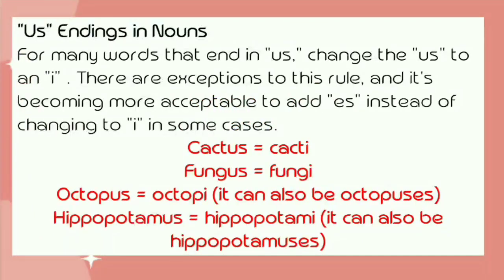Next, us endings in nouns. For many words that end in us, change the us to an i. There are exceptions to this rule, and it's becoming more acceptable to add es instead of changing to i in some cases. For example, cactus will be cacti. Fungus will be fungi. Octopus will be octopi. It can also be octopuses. Hippopotamus will be hippopotami. It can also be hippopotamuses.